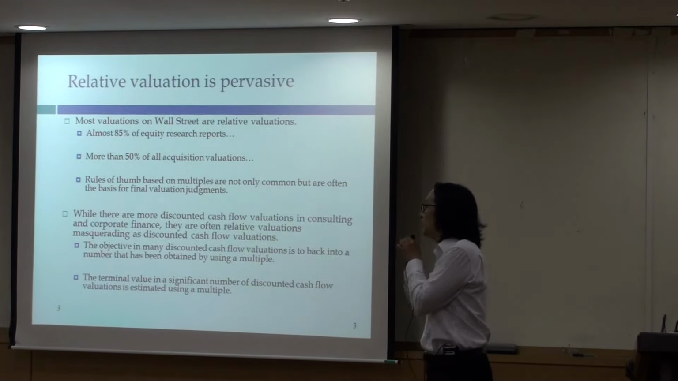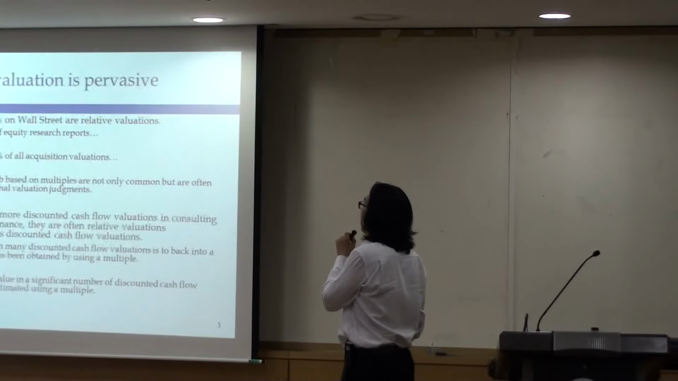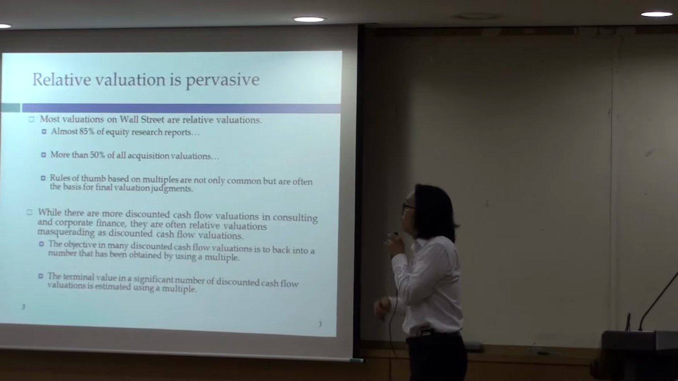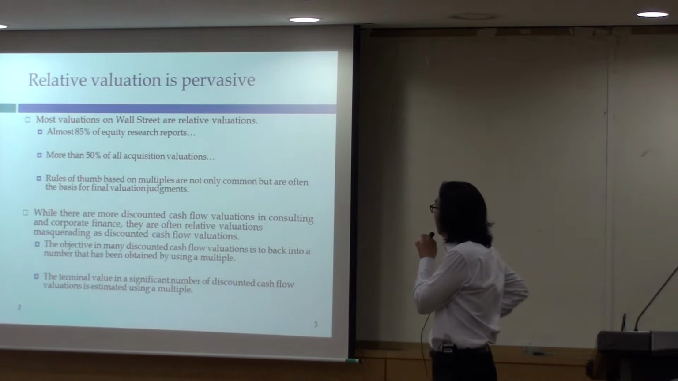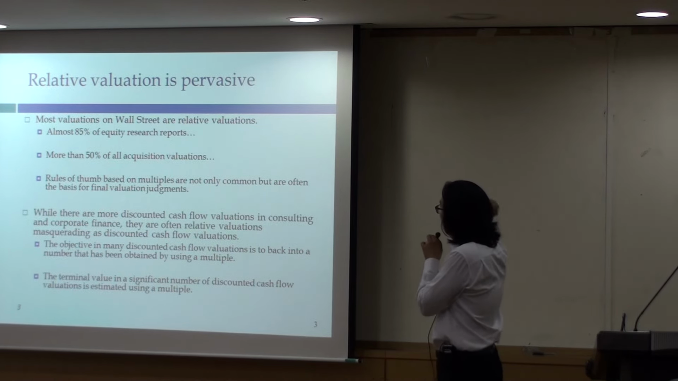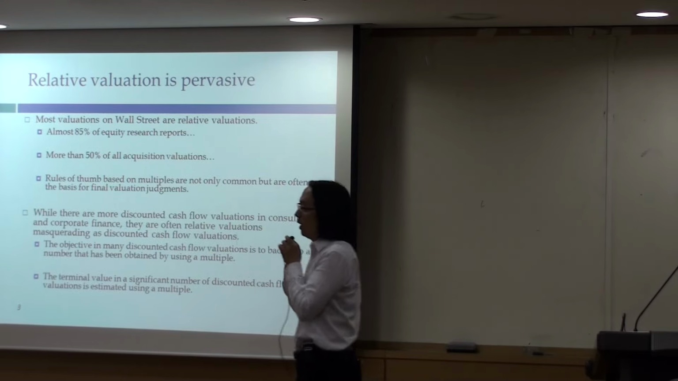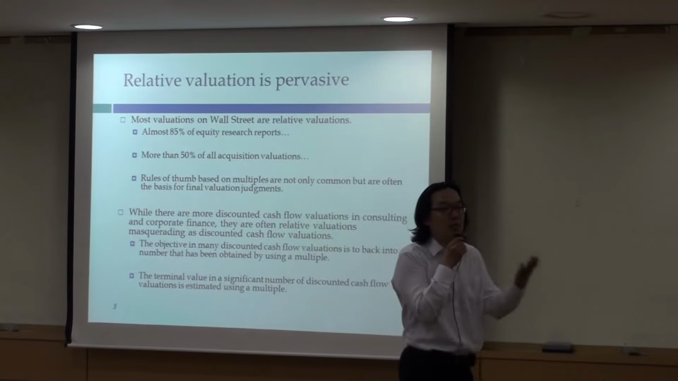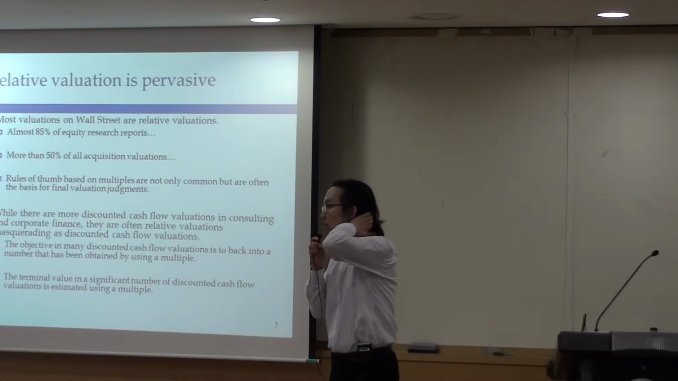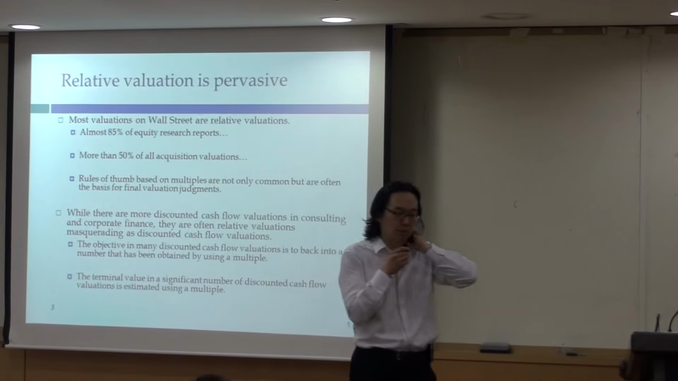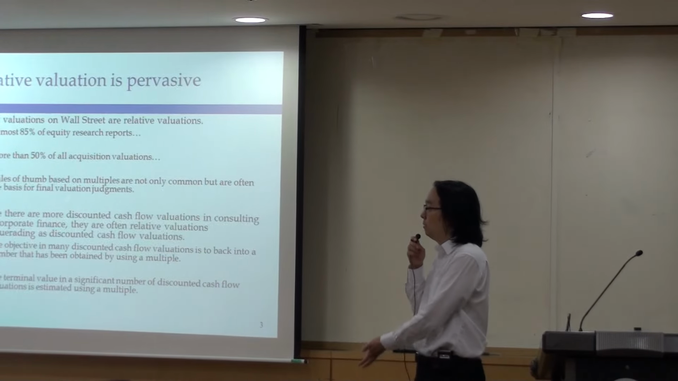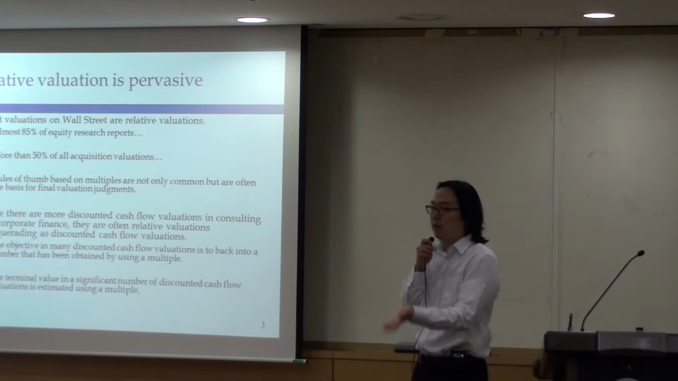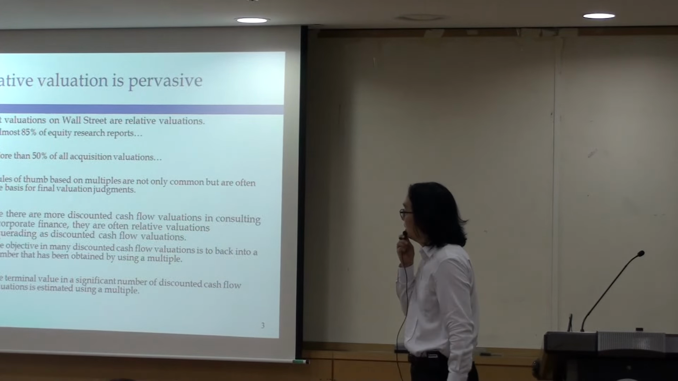And acquisition valuations, you need a lot more explicit DCF valuation, but still 50% of them almost, right, are done in relative valuation sense, right? And then rule of thumb based multiples are not only common, but are often the basis for final valuation judgments. Sometimes people talk about M&A in terms of EV to EBITDA ratio. How much did the company pay? Like for example, when Daum Kakao bought Melon, and then what was the EBITDA multiples, right? Was it 6 times or 5 times? Did they overpay or underpay? They base their judgments on this relative valuation number.